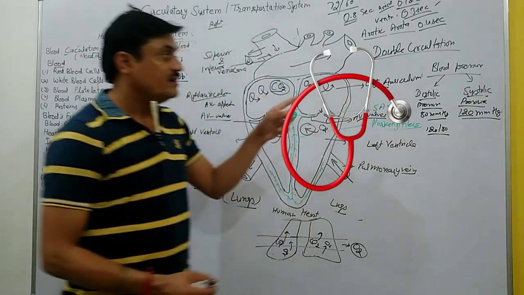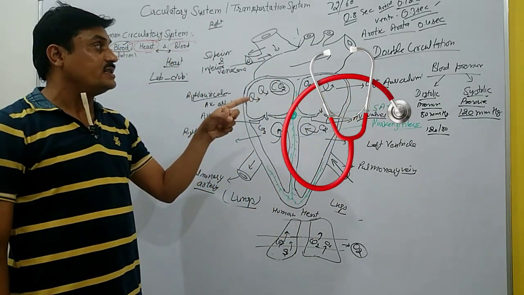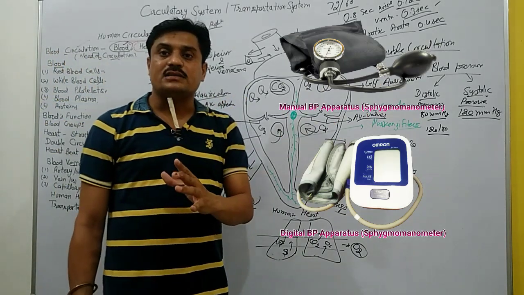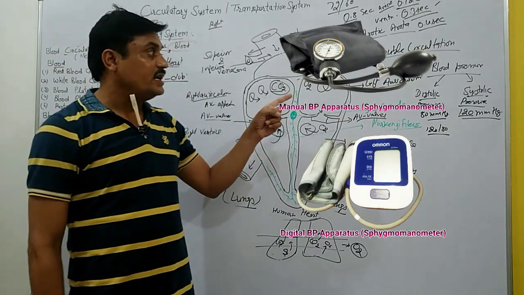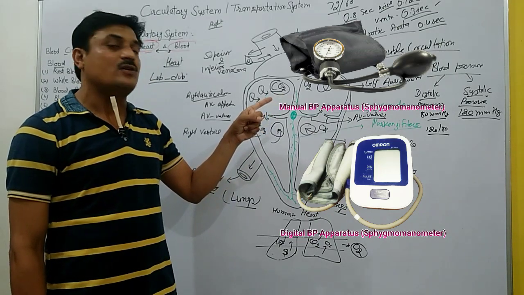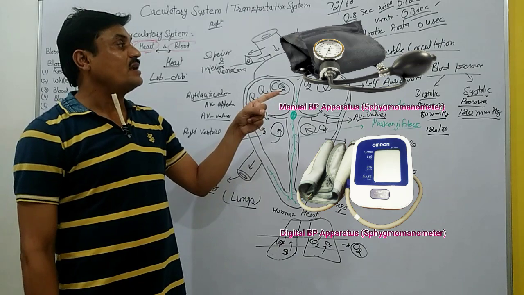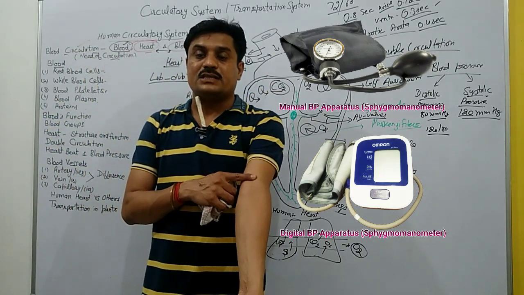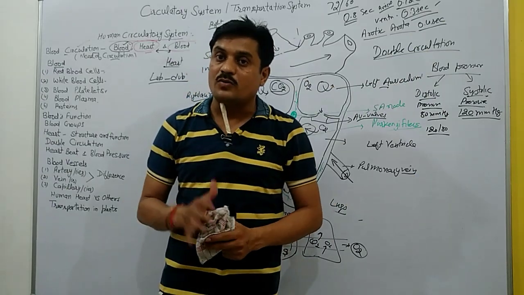See here in this picture. This is the sphygmomanometer. There is another device, known as the BP apparatus or sphygmomanometer. This device is used to measure the blood pressure of the human heart. So this is all about the human heart.